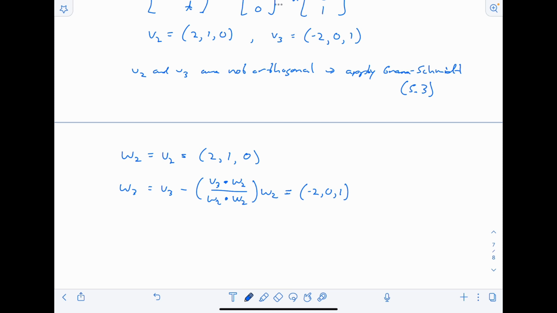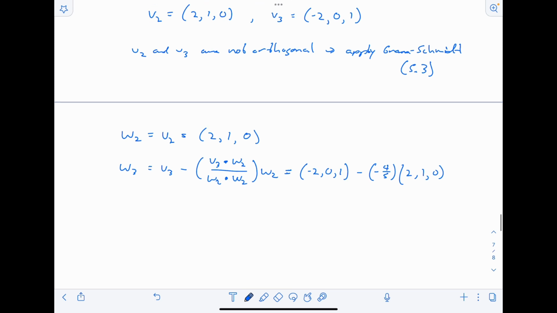This whole dot product, the dot product of V3 and W2, I'm just going to give this to you. I calculated this earlier, and basically this whole thing is negative 4/5. So we'd have a negative 4/5 times (2, 1, 0), the W2. And if we calculate that out, we will get the vector (-2/5, 4/5, 1).